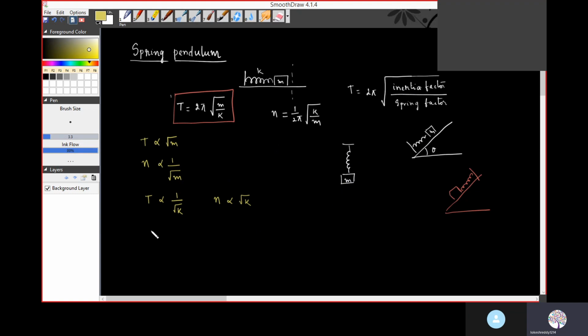And you can see here the time period for the spring block system is independent of acceleration due to gravity. Time period of spring block system is independent of g, acceleration due to gravity.